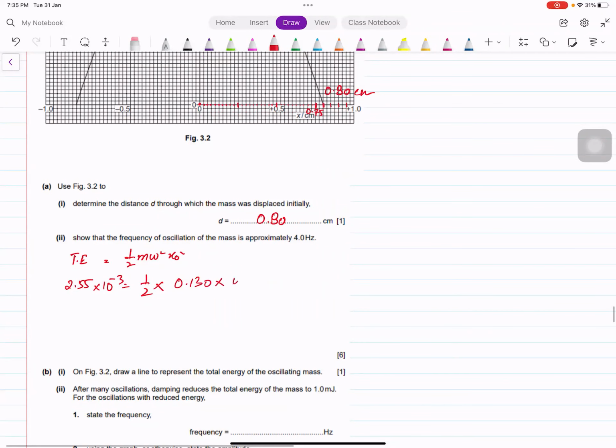0.130 omega square equals 0.80 multiplied by 10 raised to minus 2. Why 10 raised to minus 2? Because we need to change it into meters. Can you please find omega? Interesting, huh? 6 marks for this.